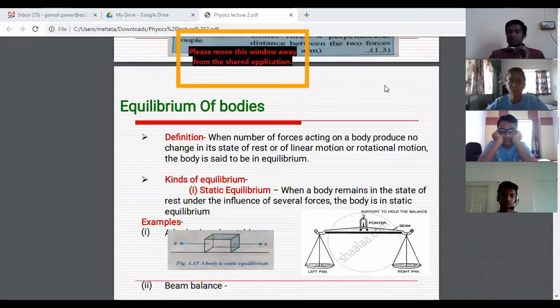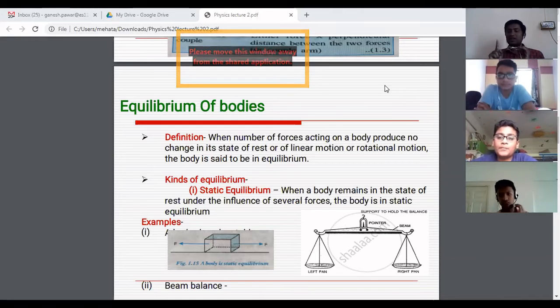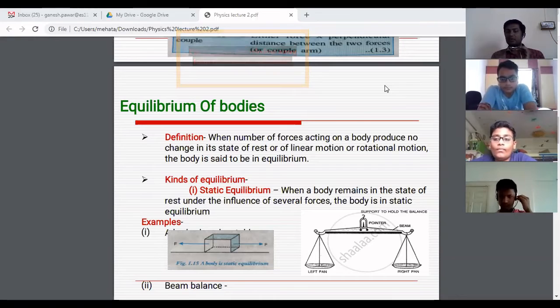Now, can anyone tell me the meaning of the word uniform motion? Constant motion. Moving with a constant speed. Yes, exactly. The body is moving with a constant speed. That is the meaning of the word uniform motion. In ninth grade, we have learned this. What is the graph of uniform motion?